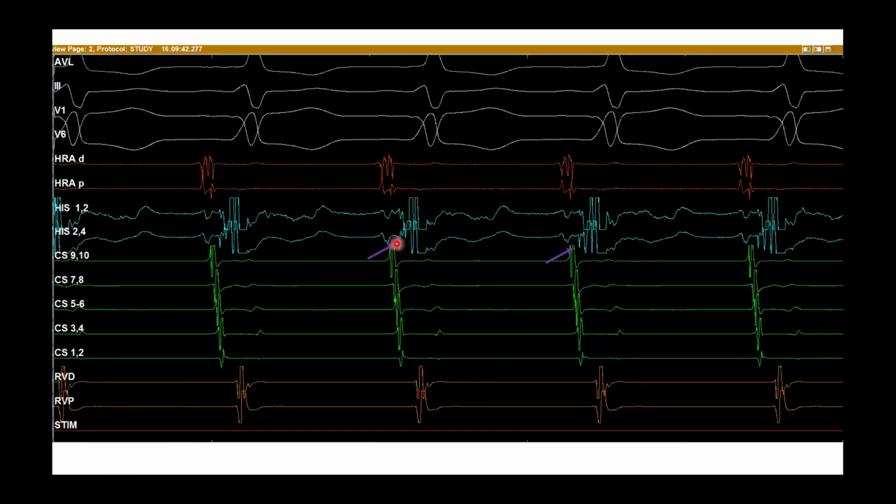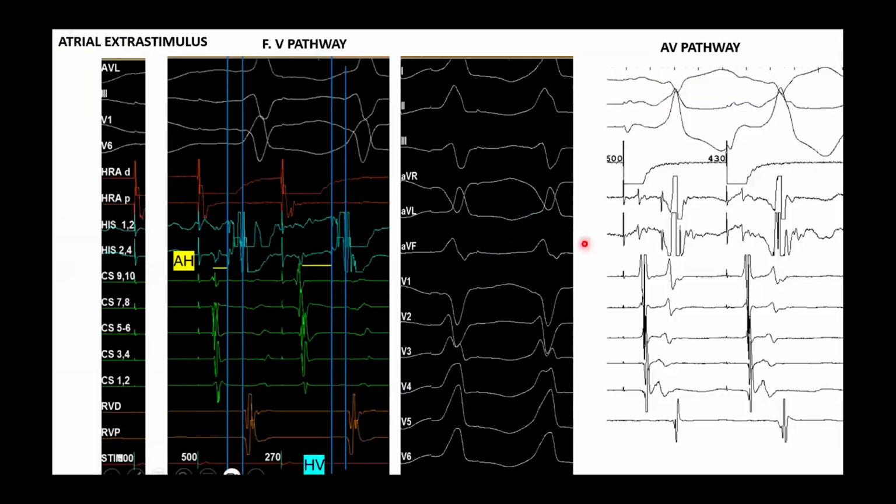This is the A signal and this is the H signal. The HV interval for this case is around 20 to 30 milliseconds only. It is usually short, and you can see the HV interval local EGM is also very small. Then we can go to the maneuvers for this.